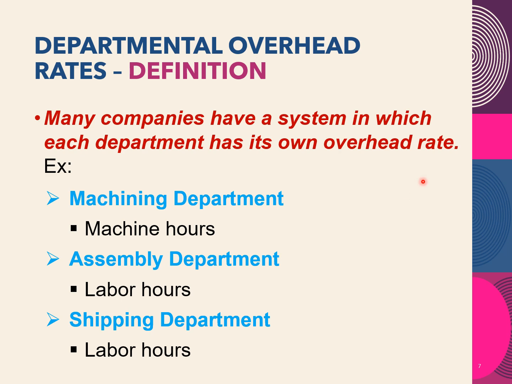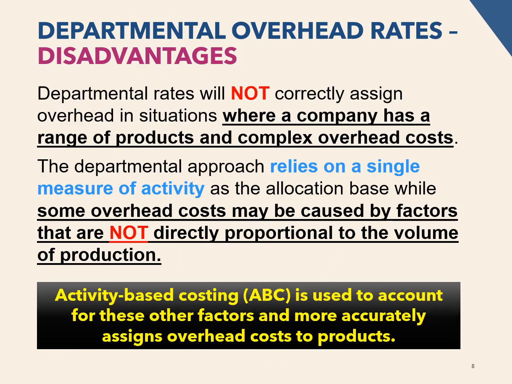Nowadays, many companies have a system in which each department has its own overhead rate. For example, machine hours for the machining department, labor hours for the assembly department, and labor hours for the shipping department. Departmental overhead rates also have their disadvantages.